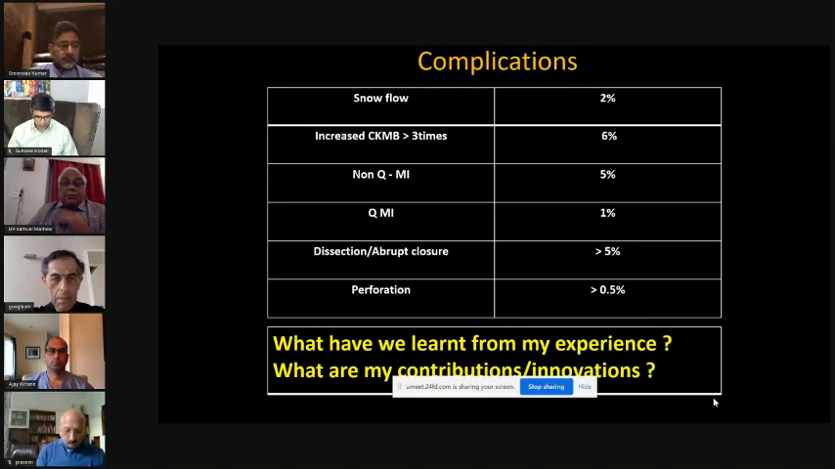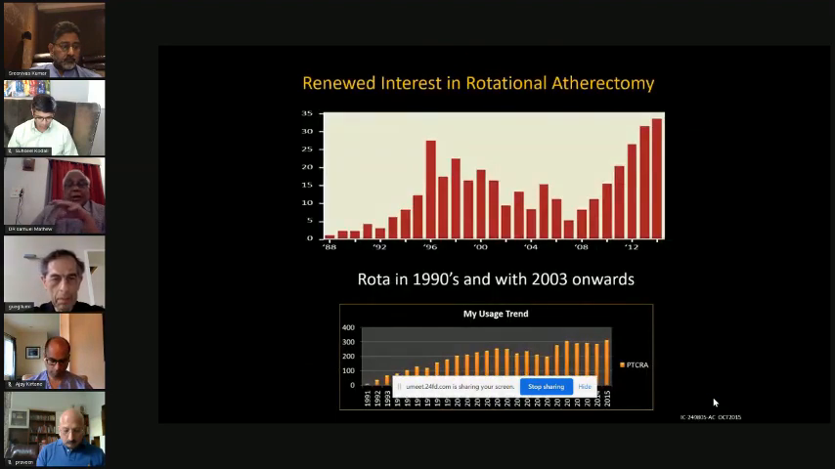Complications of slow flow, increased CKMB rise, non-QMI, QMI, dissection, abrupt closure, all these things have definitely come down by using the modified technique that I just described.